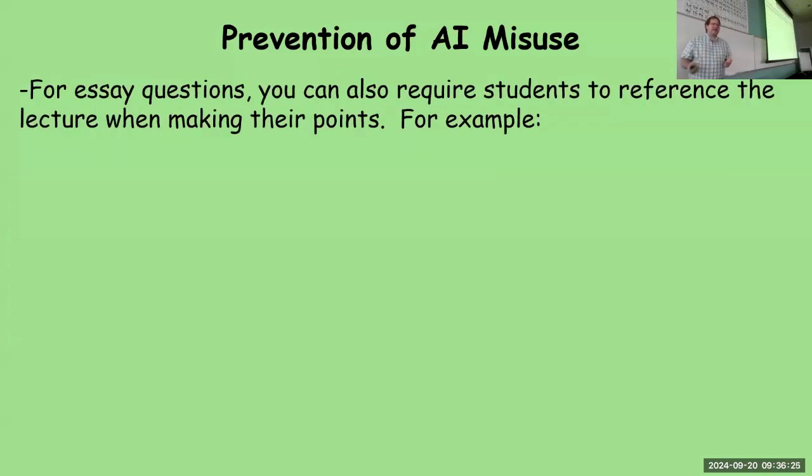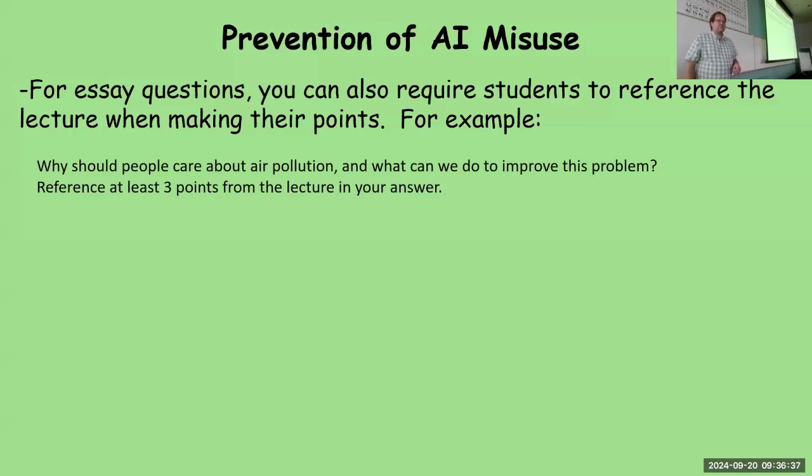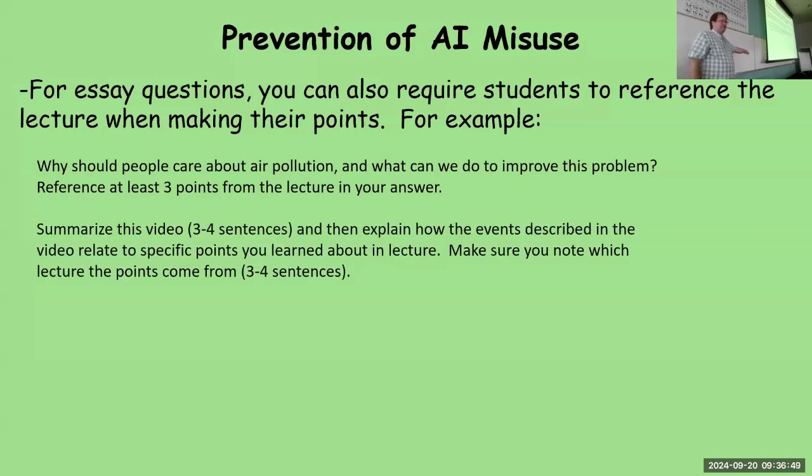Something else you could do for essay questions, which I've done, especially when I used to do essay questions online, is require students to reference the lecture specifically when making their points. For example, you could say, why should people care about air pollution and what could be done to improve this problem? Reference at least 3 points from the lecture in your answer. Or summarize this video, and explain how the events described in the video relate to specific points you learned about in the lecture. So they have to connect what they're doing now to stuff they learned in the lecture.